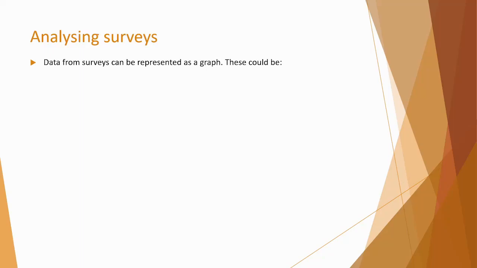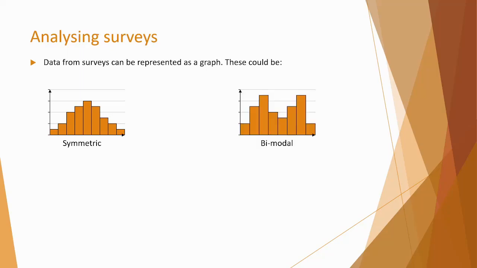There are some graphs that have specific names or specific styles. So we have what's called a symmetric graph, and you can see that the data on the left and the right kind of go up at the same rate and end up at a peak. There can be a little bit of fluctuation, but generally it's equal on both sides. Bimodal data, this is where you see two modes, where there are two answers that are most likely.